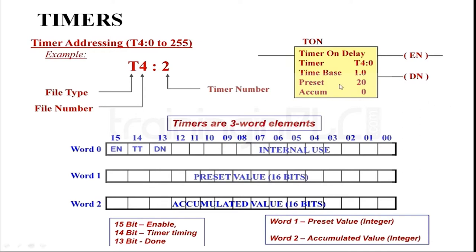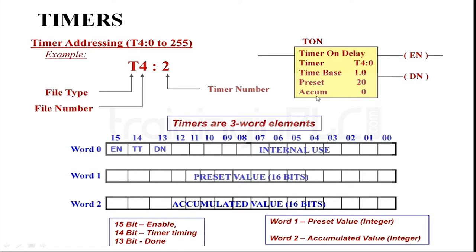The third parameter we have here is the preset. The preset is a duration: how long we need to hold the output, or how long after we need to turn off the output if it is an off delay timer. So the preset is a time interval. Depending on how many seconds or minutes, we give the preset value. Here in the block it is 20, so from this we know that for this particular timer the time interval is 20 seconds.